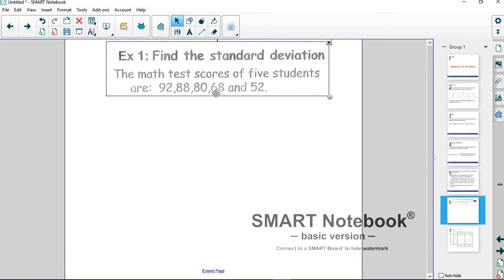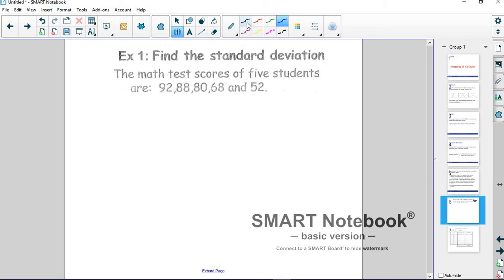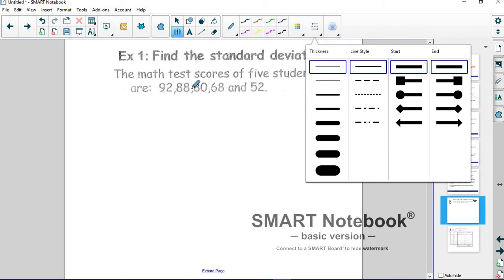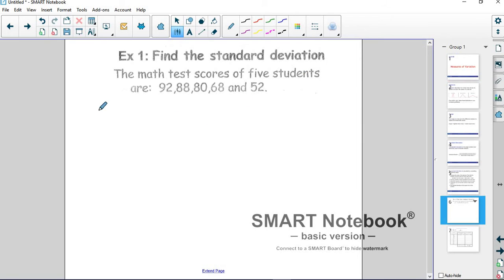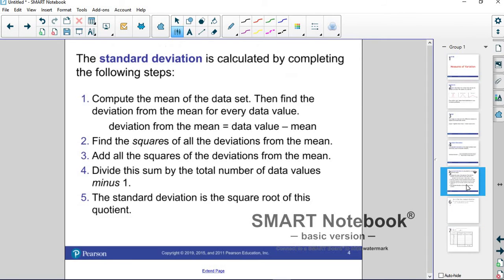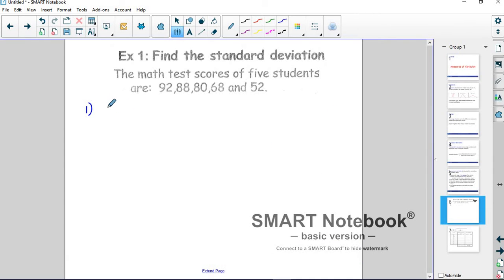Find the standard deviation for these 5 test scores. So all 5 of these students took this exam and they scored these different 5 values, and we're going to find the standard deviation. Well, step 1, again, you're going to refer back to here: compute the mean. Remember, the mean is add them up, divide by the number you have. So we're going to find the mean by adding these up, 92 plus 88 plus 80 plus 68 plus 52. We're going to divide that by 5. And when we punch this into our calculator, we get 76.